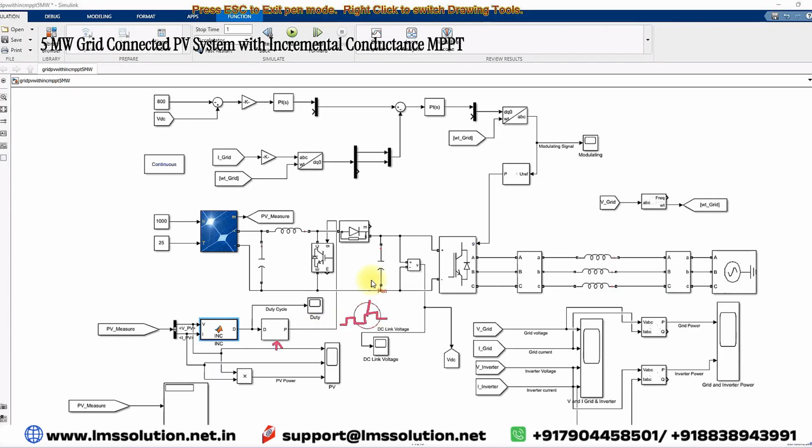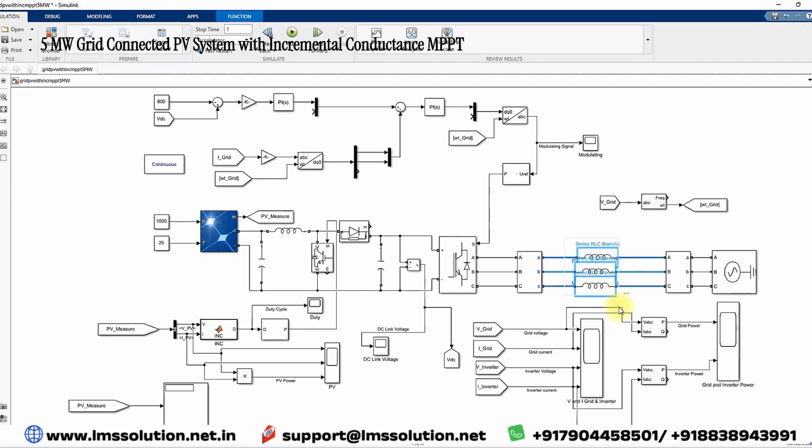That pulse is going to control this IGBT in order to extract the maximum power from the PV as well as maintain the voltage of the PV at the maximum power point condition. And next you have to go with the grid inverter and filter design.